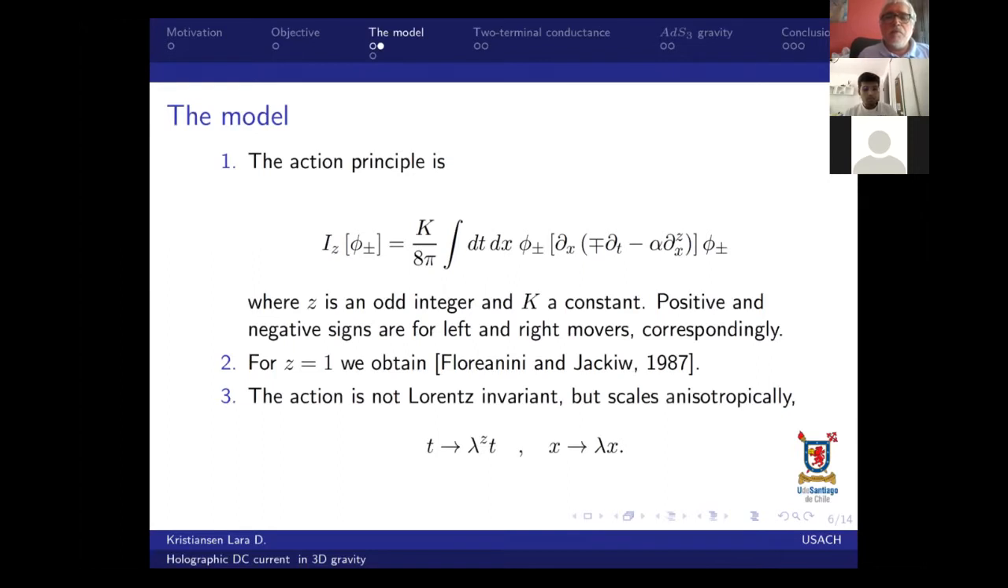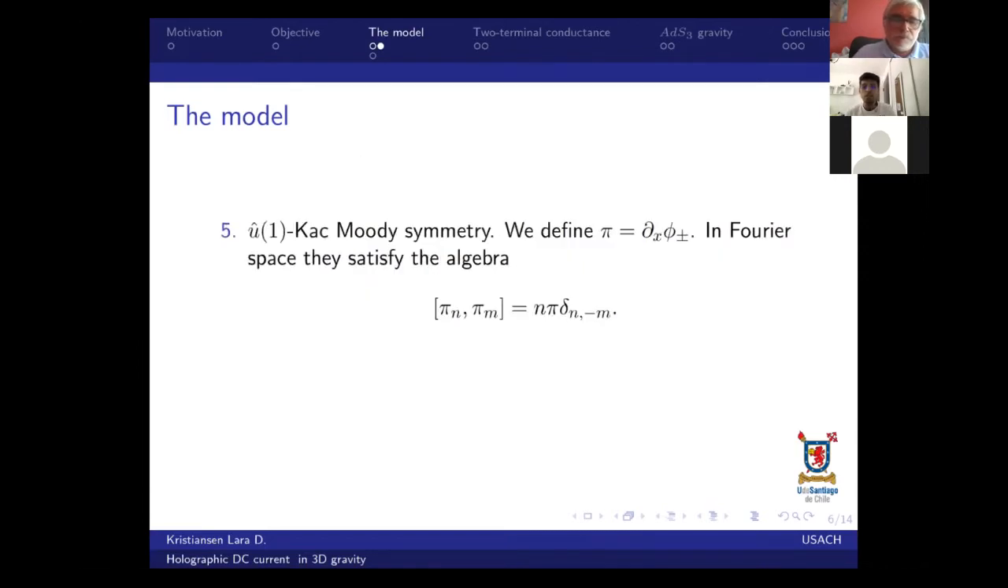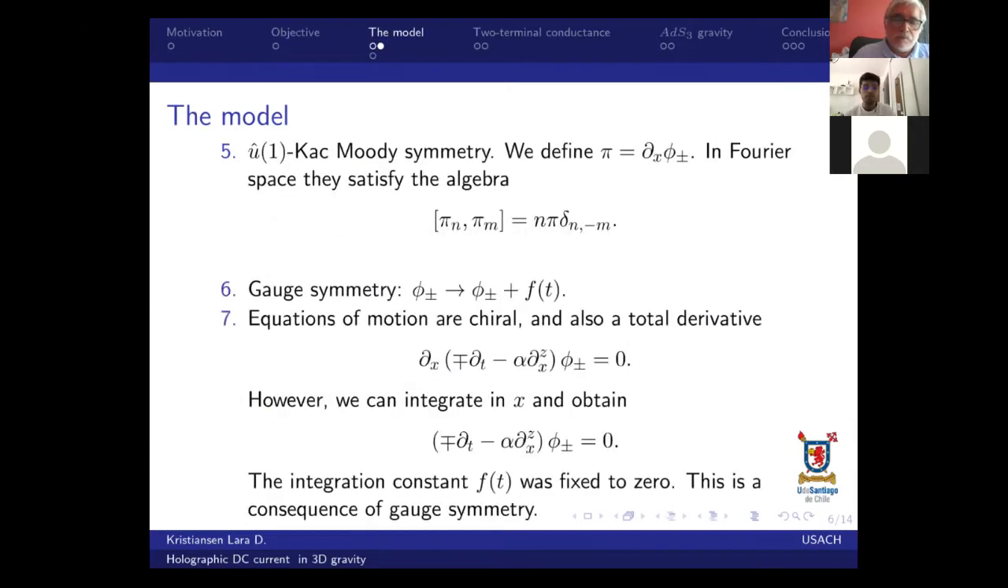So let me talk about some symmetries. The action is not Lorentz invariant, but scales anisotropically. The action is also PT symmetric and has a U(1) Kac-Moody symmetry. In Fourier space, they satisfy the following algebra. Also, the theory has a gauge symmetry, and the equations of motion are chiral, and also a total derivative.